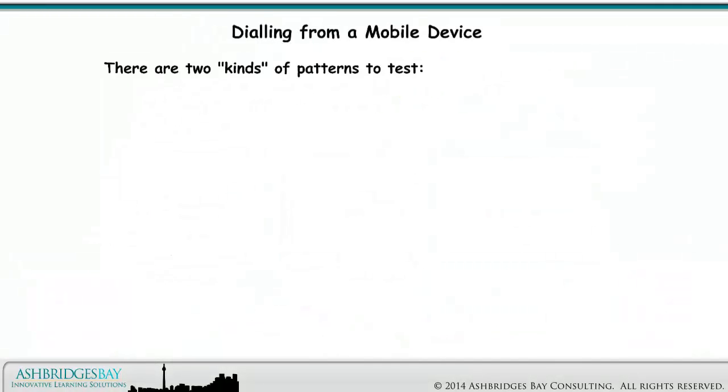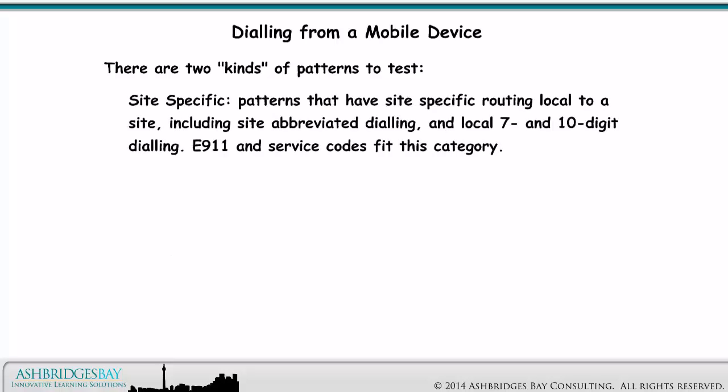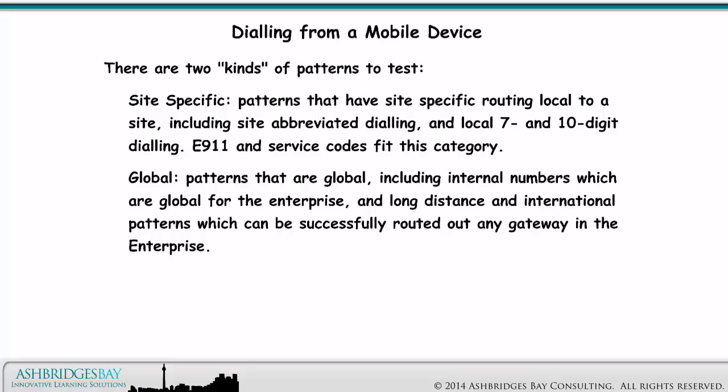There are two kinds of patterns to test: site-specific patterns, which have site-specific routing local to a site, including site-abbreviated dialing and local 7 and 10-digit dialing. E911 and service codes fit this category. And global patterns, including internal numbers which are global for the enterprise, and long-distance and international patterns that can be successfully routed out any gateway in the enterprise. These two kinds of patterns have different behavior.